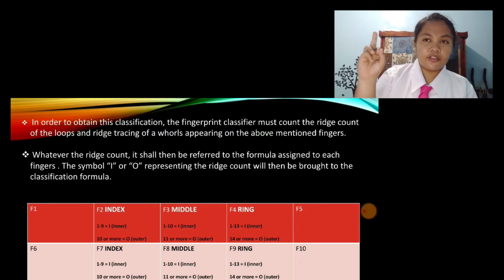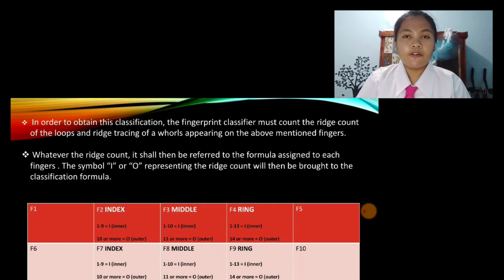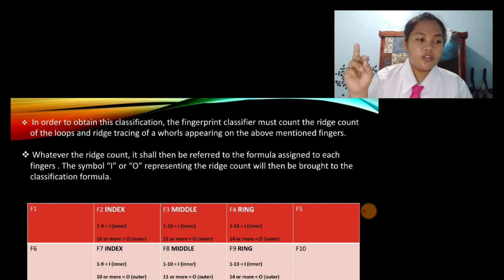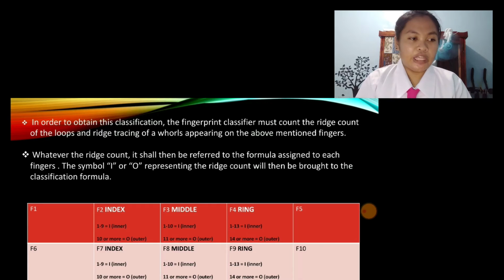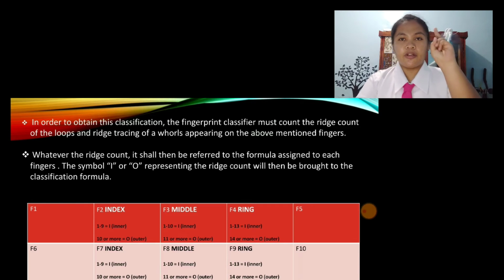Next is the finger number 3, which is the right middle. So if the ridge count of the loop pattern is 1 up to 10, it is inner, capital letter I as inner. If the ridge count is 11 or more, it will be outer, as well as the finger number 8, which is the left middle.